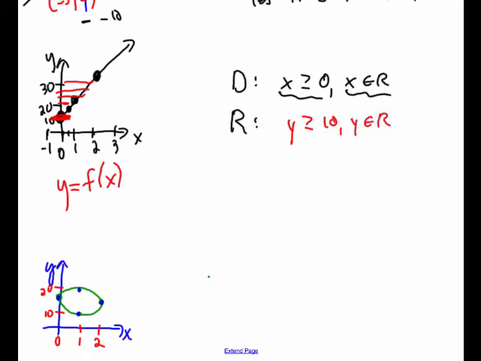And is this a function? Does each x value match only one y value? So when x is 2, we have this y value. When x is 3, we have this y value. Does each x have one y value? Yes. So yes, it is a function.